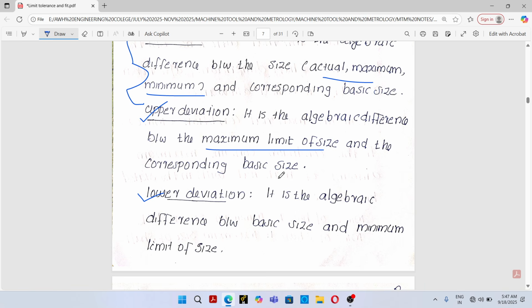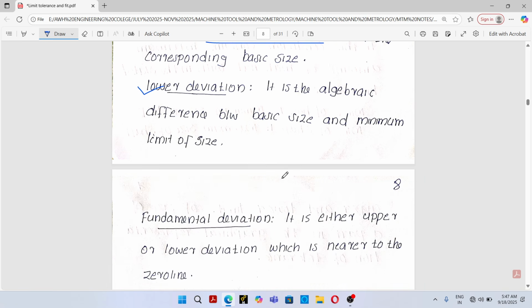So upper deviation is the algebraic difference between maximum limit of size and corresponding basic size. The lower deviation is the algebraic difference between basic size and minimum limit of size.